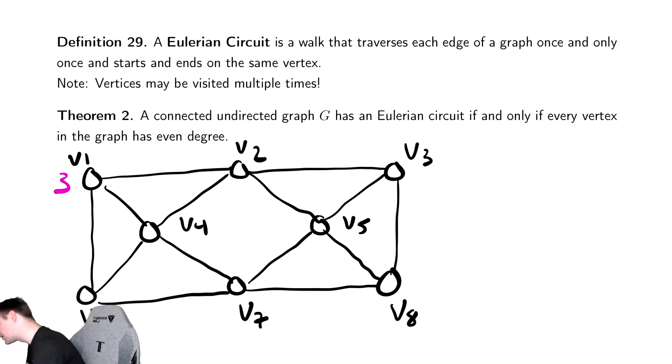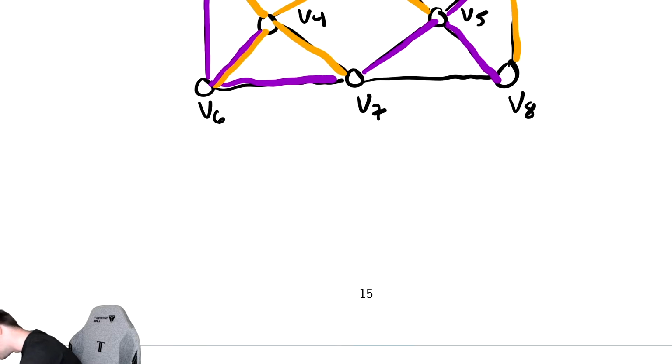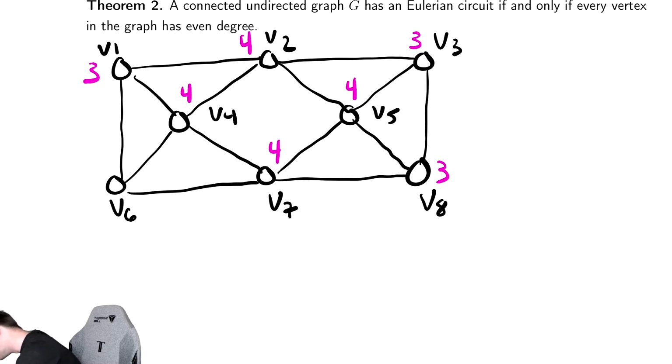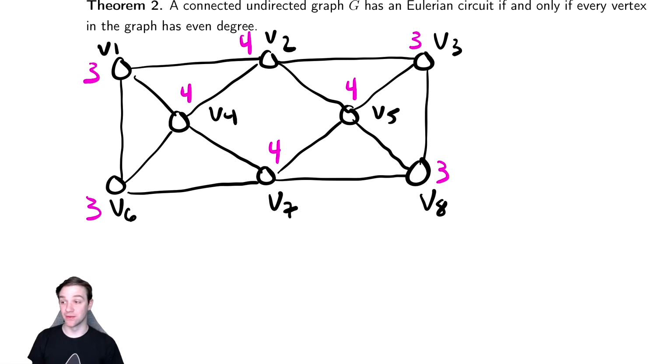The degree of the top left vertex is 3. Bam. Done. Does not have an Eulerian circuit. That's kind of convenient. Let's look at some of these other vertices. 4, 3, 3, 4, 4, oops, 4, 3. So there are a couple of problematic vertices, in particular the ones that have 3.